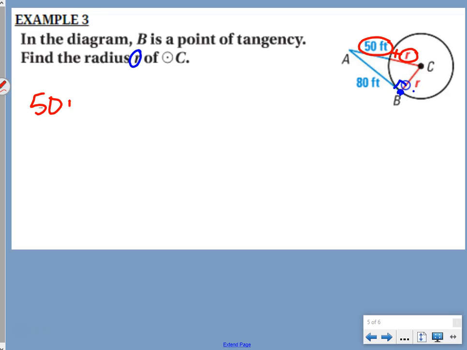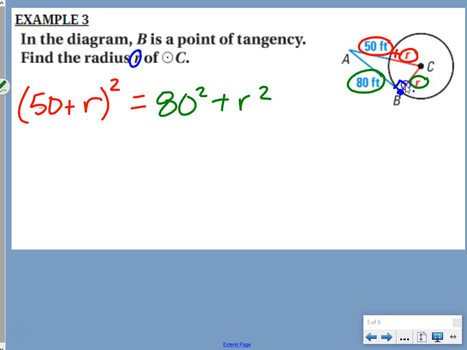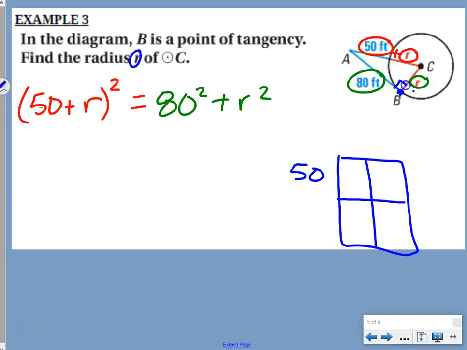So we can say 50 plus R, we're squaring that quantity, equals our legs squared. So 80 squared plus our other leg squared, R squared. 50 plus R squared, that's squaring a binomial. So this is kind of review from the end of last year. We use the box method. So we have 50 plus R times 50 plus R. We just multiply each piece together.